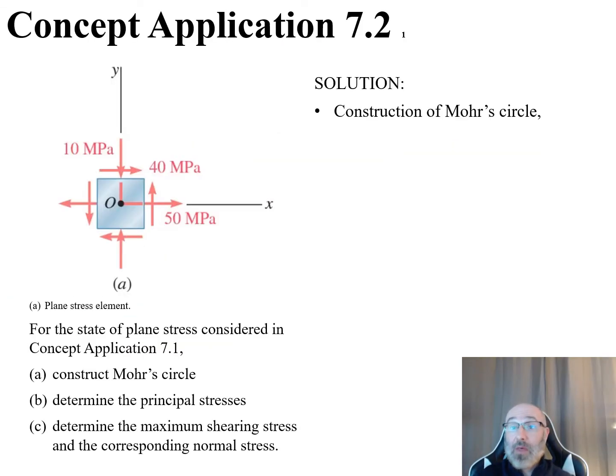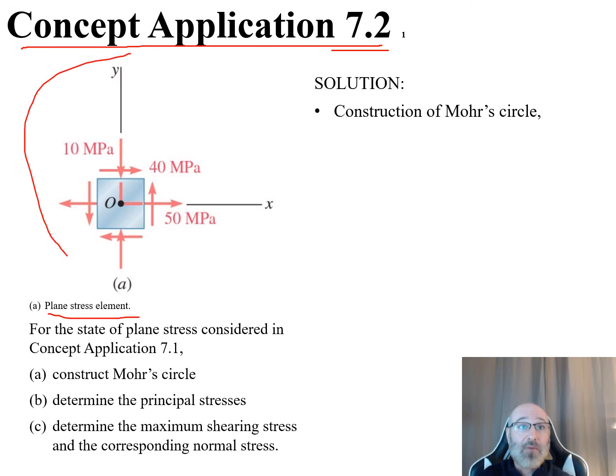So now let's take some of that theory and governing equations for Mohr's circle and apply it to an example problem here. Let's take a look at concept application 7.2. Now this 7.2 is very similar to our 7.1. We have the same plane stress element that we saw in that example of 7.1 as well. And we can see these are the same values as well, our 10, 40, and 50 megapascals.